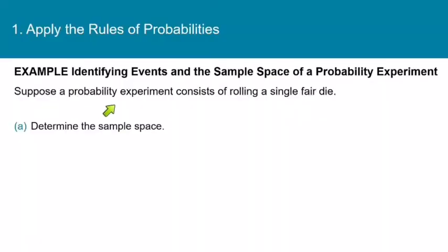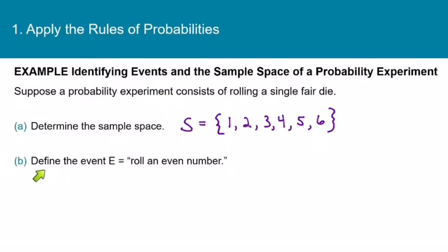This says, suppose a probability experiment consists of rolling a single fair die. Determine the sample space. Well, remember the sample space is the collection of all possible outcomes. So if you're rolling a single fair die, the collection of all possible outcomes is 1, 2, 3, 4, 5, or 6. Then for part B, define the event E as roll an even number. Let's list all of the outcomes in event E. So we look at the sample space, and all of the outcomes in the sample space that fit this description are 2, 4, and 6. So event E consists of outcomes 2, 4, and 6.